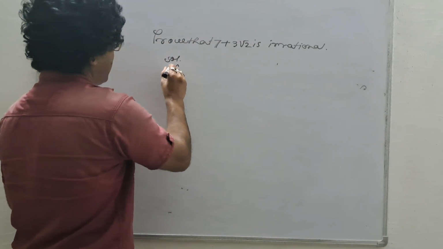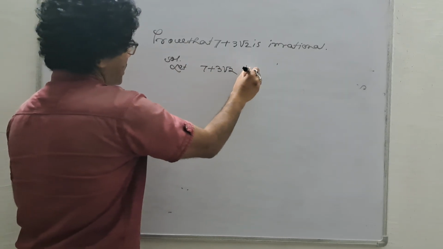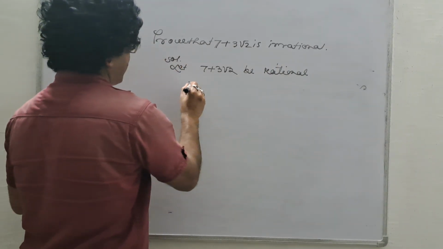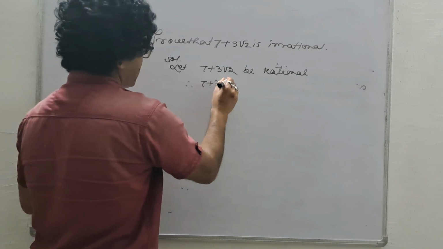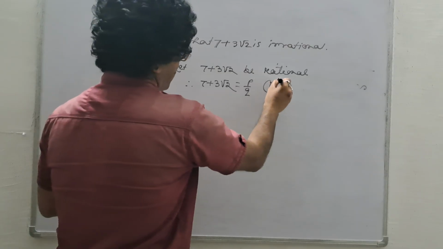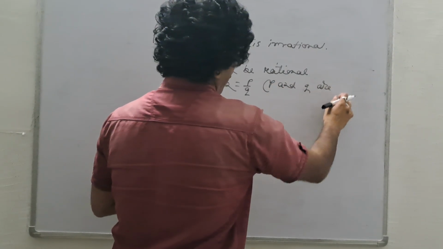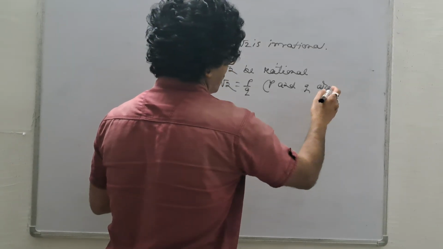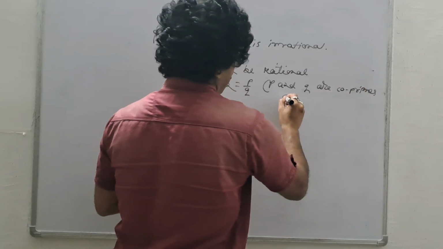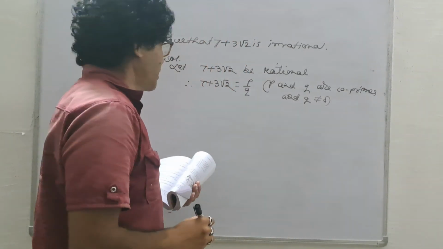Solution: let 7 plus 3 root 2 be rational. Therefore, I can write 7 plus 3 root 2 is equal to P by Q. This can be written in the form P by Q, where P and Q are co-primes. Co-primes means integers having common factor 1 only. That is, 1 is the common factor of P and Q. And Q is not equal to 0. You can write P and Q are integers also.